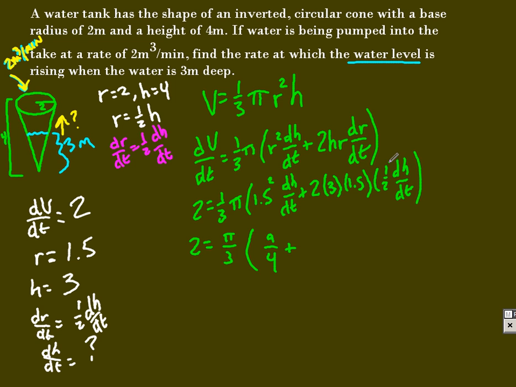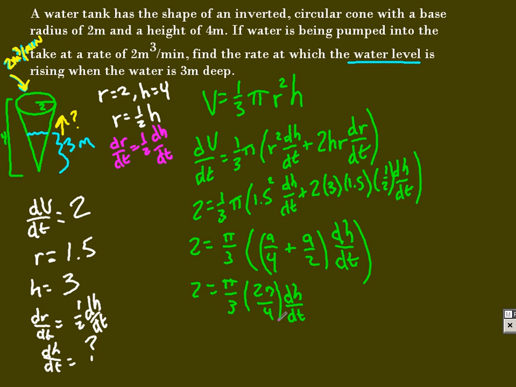Excuse me. If I did that, this whole thing over here is going to be 2 times 3 is 6. Divided by 2 is 3. Times 1.5 should give me 9 halves. So 9/4 plus 9 halves of dh/dt. Simplify even more. So 2 equals pi over 3 times, this will become 18, so 27 over 4 dh/dt. So now, try to simplify it more. 2 equals 27 pi over 12 times dh/dt.